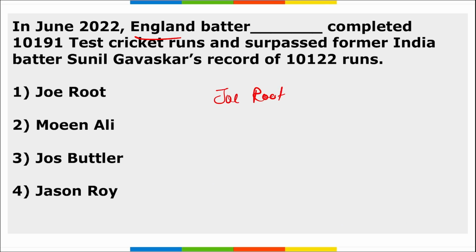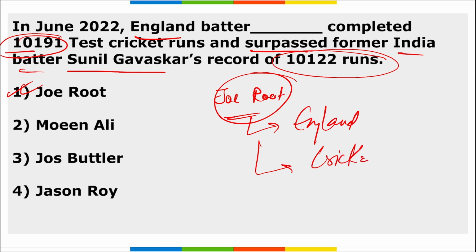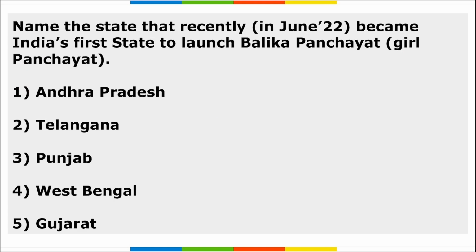Next, England batter Joe Root completed 10,191 Test cricket runs and surpassed former Indian batter Sunil Gavaskar's record of 10,122 runs. If we are talking about Joe Root, he is from which country? England. He plays which sport? He is playing cricket. So basically remember these two terms also.